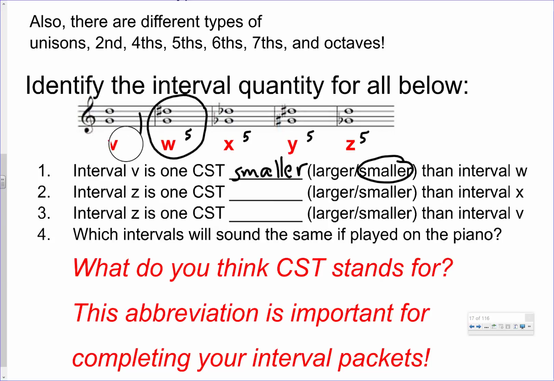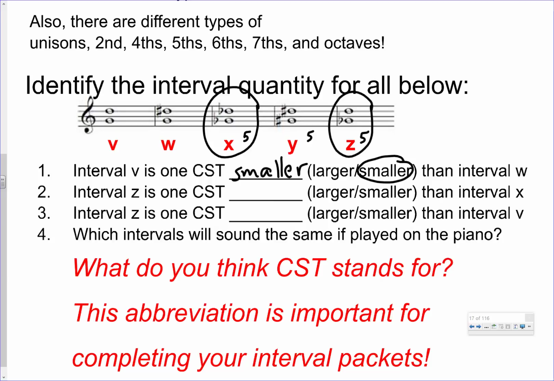Let's erase interval V and W and go on to the next one. Interval Z, let me circle, is 1 chromatic semitone blank, then interval X. So here is interval Z. I've got a G flat to a D. And I've played it actually as written, which is harmonically. Listen again. And here is interval X.